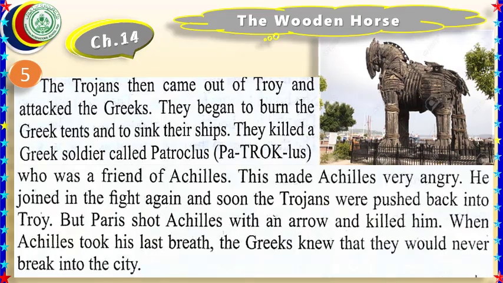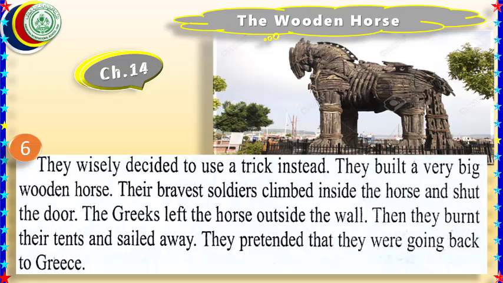Let us move forward. This is paragraph number 6. They wisely decided to use a trick instead. They built a very big wooden horse. Their bravest soldiers climbed inside the horse and shut the door. The Greeks left the horse outside the wall. Then they burnt their tents and sailed away. They pretended that they were going back to Greece.